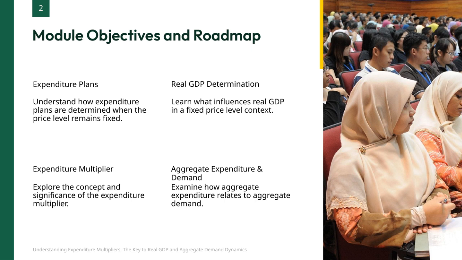Next, we dive into the expenditure multiplier, a powerful concept that shows how initial spending can lead to larger overall economic impacts. Finally, we'll examine the relationship between aggregate expenditure and aggregate demand, tying it all together to see how total spending drives economic activity. This roadmap sets the stage for a detailed exploration of these interconnected economic principles.